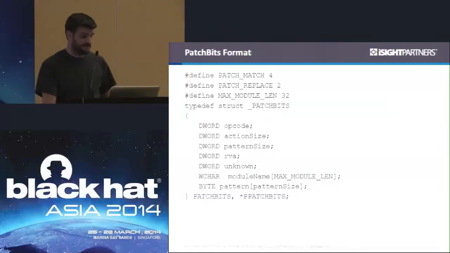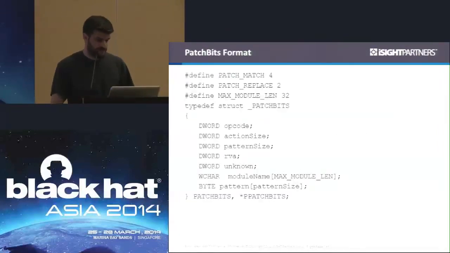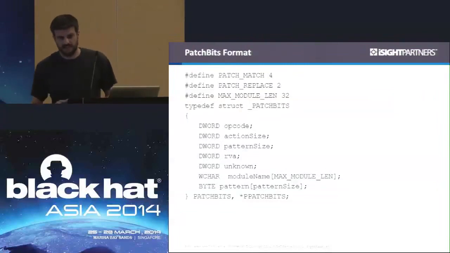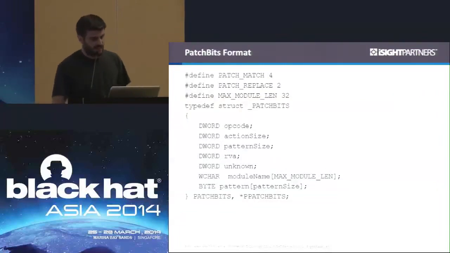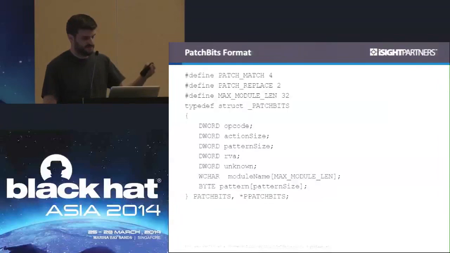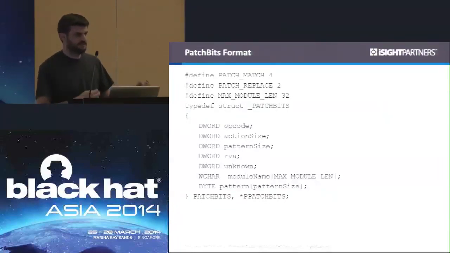So here's the structure that I came up with. First, there's match operations and replace operations, 4 and 2 respectively. You've got an opcode, which is either a match or replace. You've got the action size, which is the total size of this structure. The pattern size, so the number of bytes you want to search for or replace. The RVA, and then a module name.